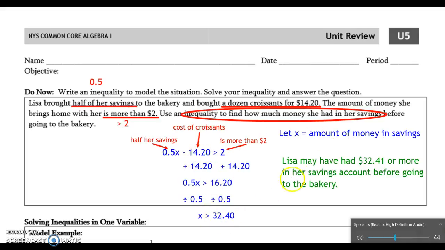That's in blue here. And then I answered the question in green. That's the contextualization step that we talked about in class. You must turn your mathematical answer back into a real world scenario.